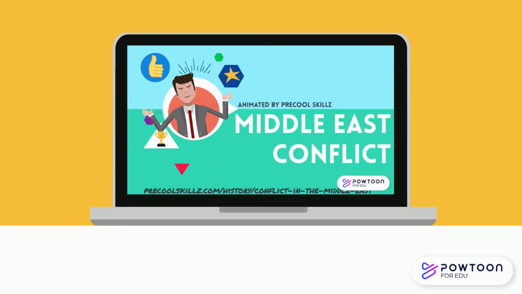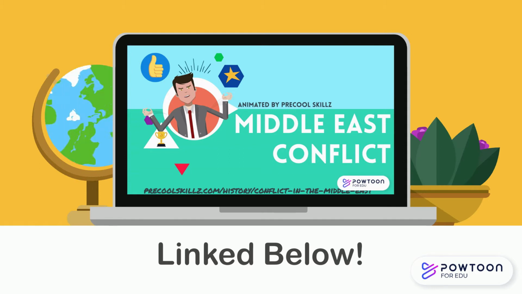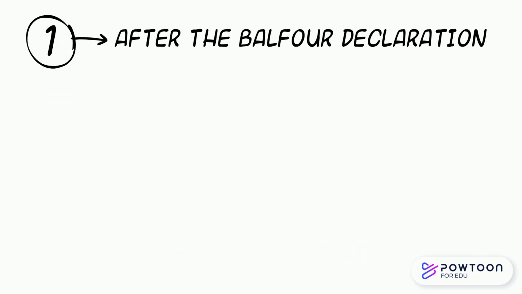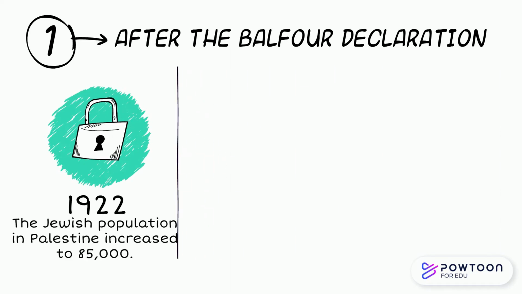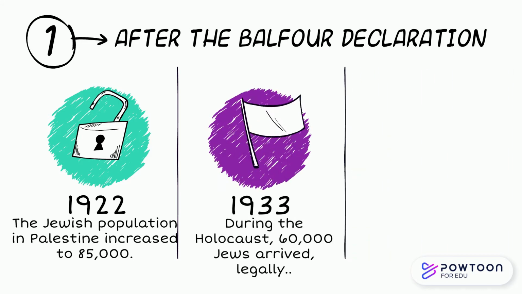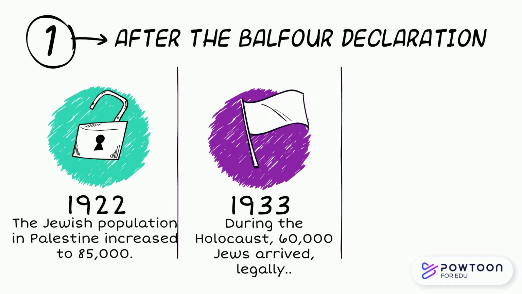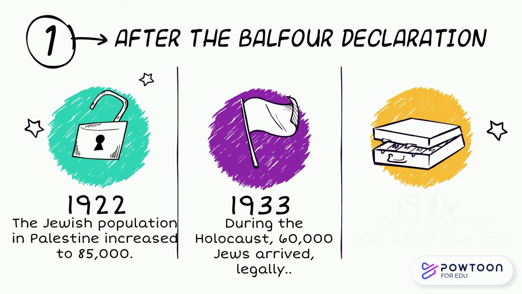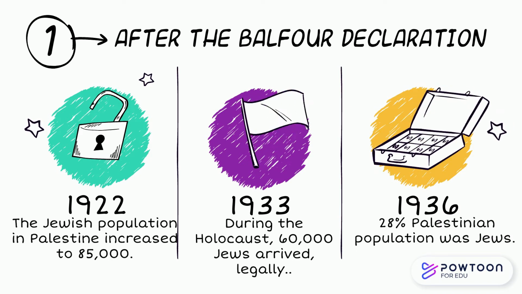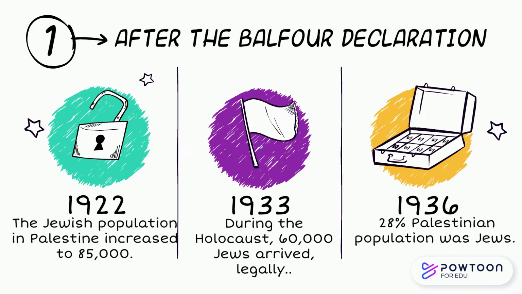I recommend you watch Conflict in the Middle East before this one to get a better understanding. After the Balfour Declaration, discussed in the video mentioned before, the Jewish population in Palestine increased. By 1922, the Jewish population was 85,000. As popularly known, when the Nazis came to power in 1933, almost 60,000 German Jews arrived in Palestine legally. And by 1936, 28% of the Palestinian population were Jews. And I don't know if you can remember, but now Britain has a mandate for Palestine.